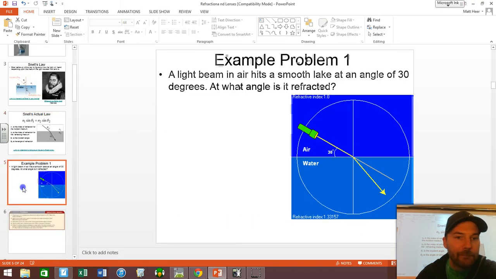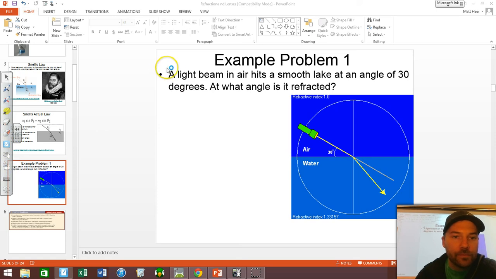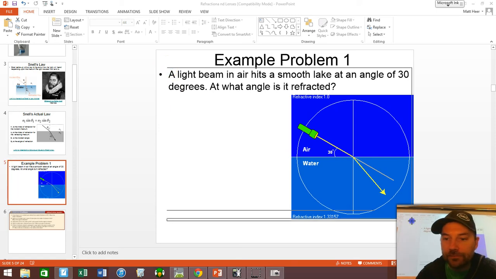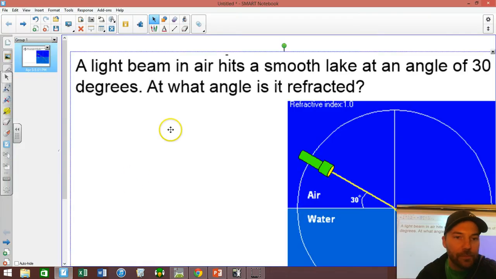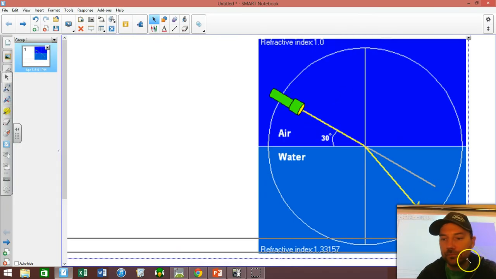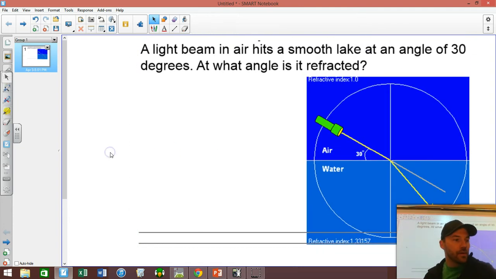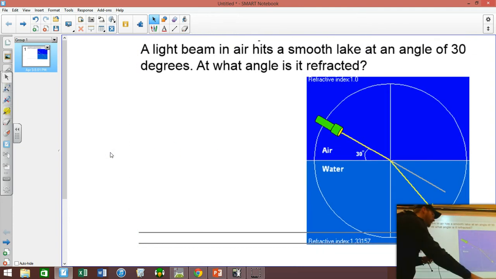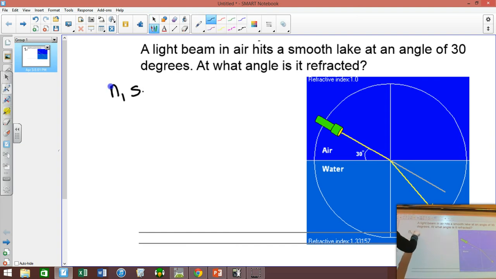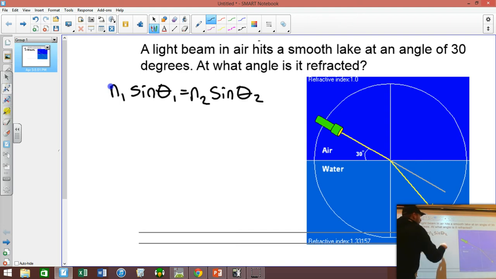Now, example problem. A light beam in air hits a smooth lake at an angle of 30 degrees. At what angle is it refracted? I'm going to take it over to my notebook. So you're going to use Snell's law.